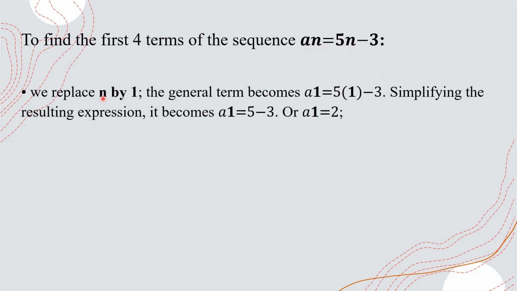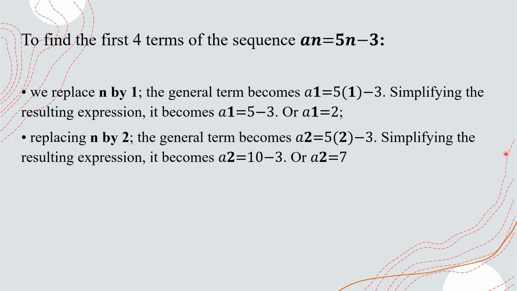Okay? So replace n by 1. The general term becomes a sub 1 equals 5 times 1 minus 3. So we just substitute the value of n, which is 1, kasi gusto nating makita ulit si first term. 5 times 1 is 5, minus 3. That will give us 2. So the first term is 2. Okay?